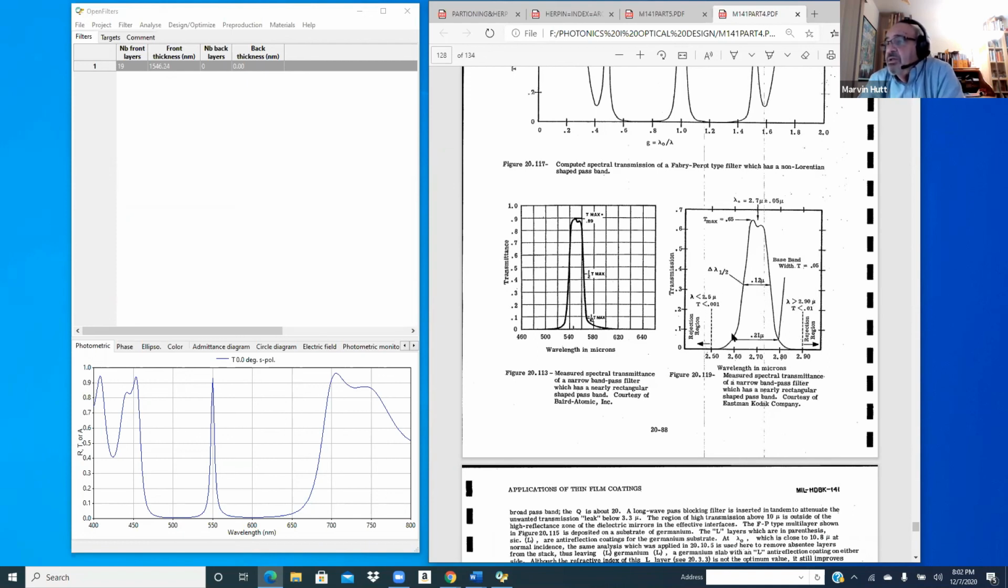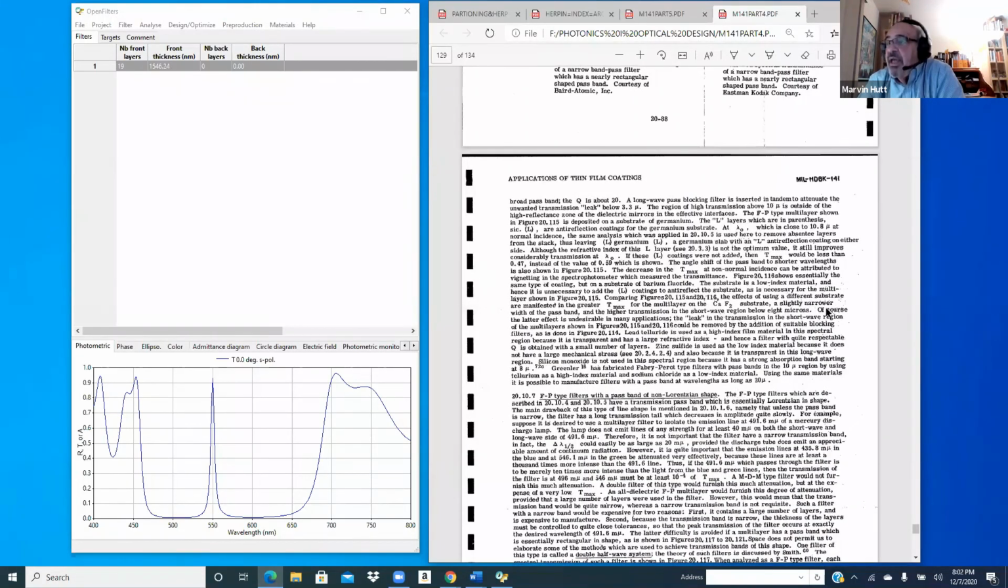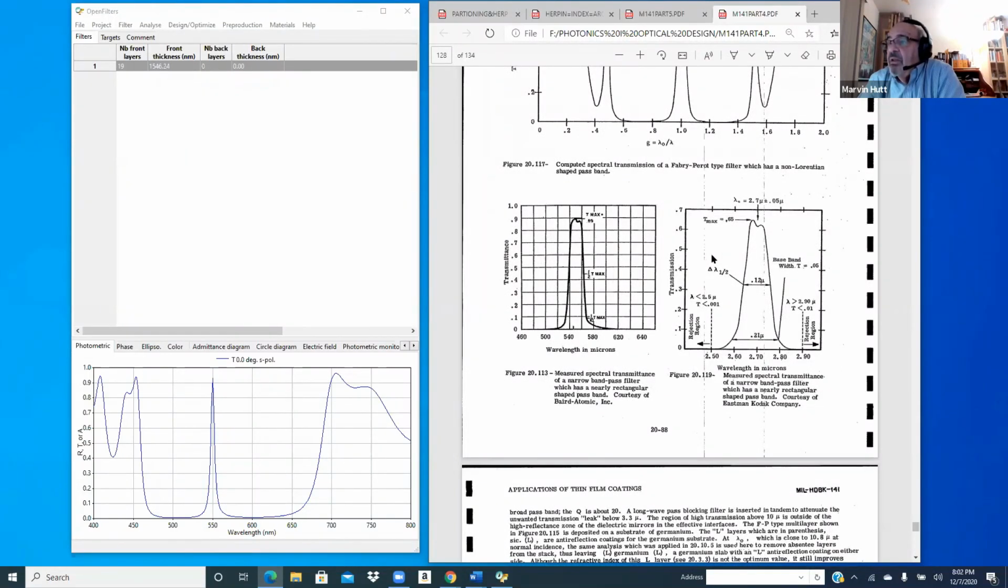So he's saying to you that there's the filter spec, and I'm going to stop, and we'll go over this again, that the transmission is 0.65, in this case at 2.7. The bandwidth at half power is 0.12 microns. The transmission below 2.5 microns is less than 0.001, and the transmission above 2.9 microns is less than 0.01. That's in this area. And that's the bandpass filter specification that you should know about.